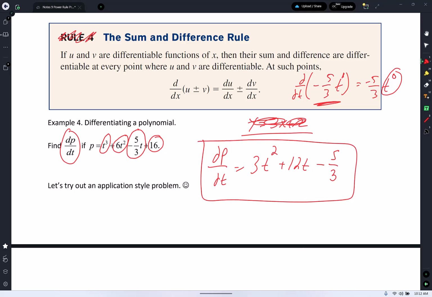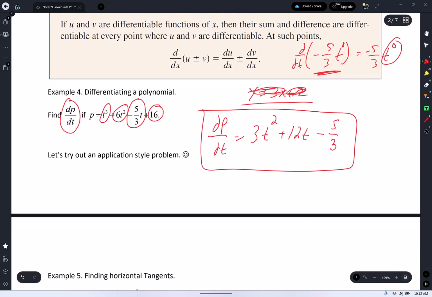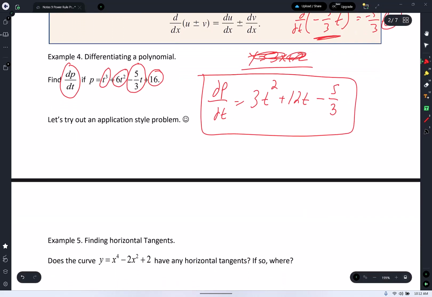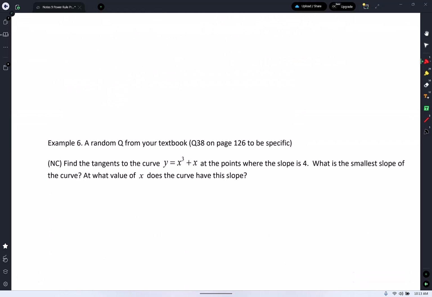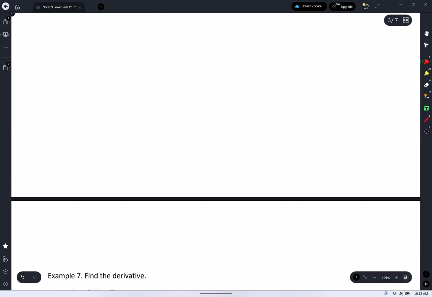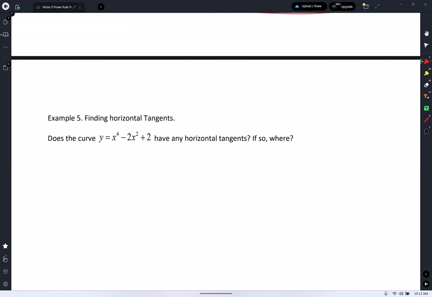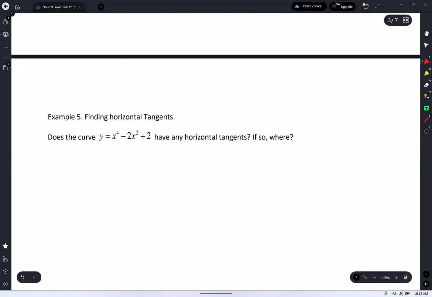How do we feel? Do we feel okay, guys? All right. Don't worry. We're not going to do the product rule. We're pretty much close to being done. All right. Example 5.